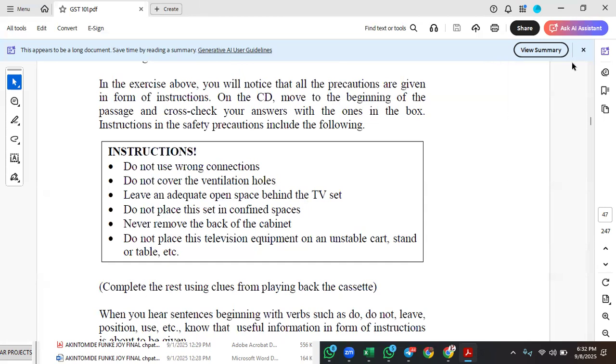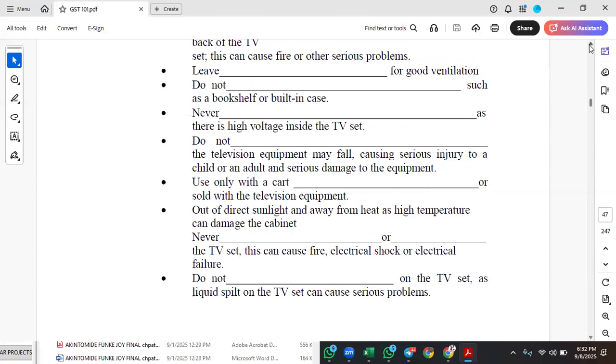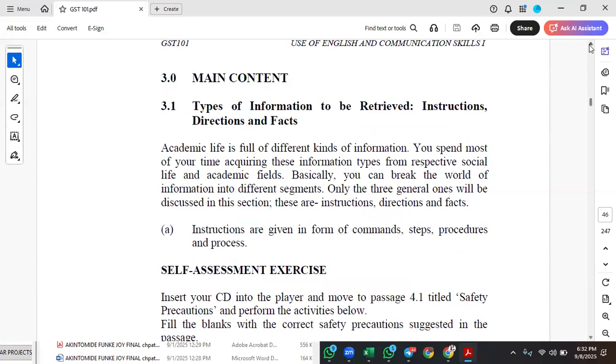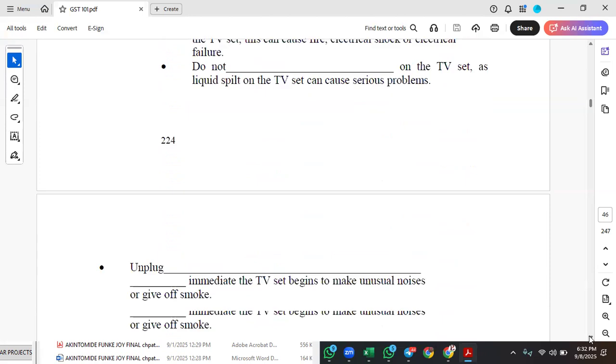The purpose of this is that by the time you are through with this unit, when you are asked to identify a particular statement, whether it is an instruction or a direction or a fact, you should be able to do it professionally without having some doubts. Or, is this one instruction or is it fact? No. Instruction, that is why they gave that definition first: instructions are given in form of commands, steps to take to do something, or the procedures and process that you need to assess or assimilate something.